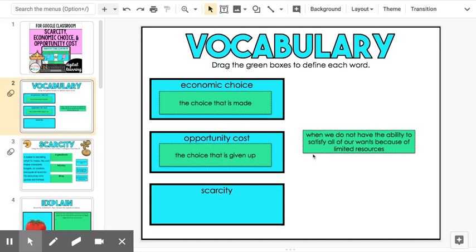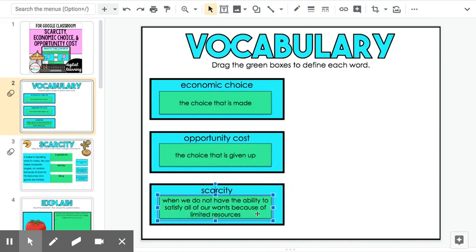And scarcity, that is when we do not have the ability to satisfy all of our wants because of limited resources. So basically, when you don't have enough resources or things you need to make something, then that means that you're scarce and you don't have the ability to satisfy all of your wants. Kind of like what we talked about in our last video with wants and needs.